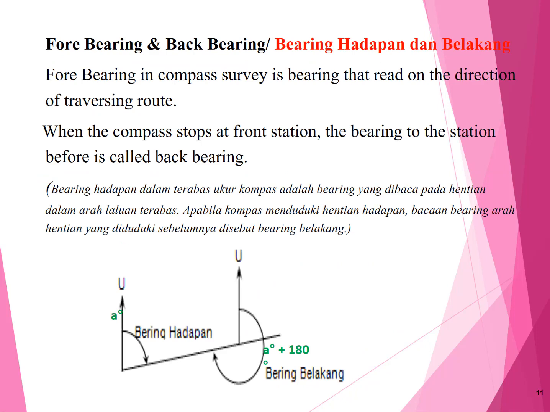Forebearing and back bearing. Bearing hadapan atau belakang. Forebearing in compass survey is the bearing read in the direction of the traversing route. When the compass stops at the front station, the bearing to the station before is called back bearing.